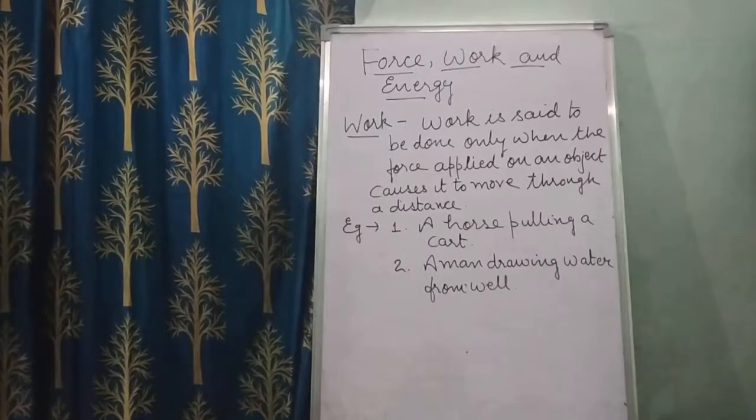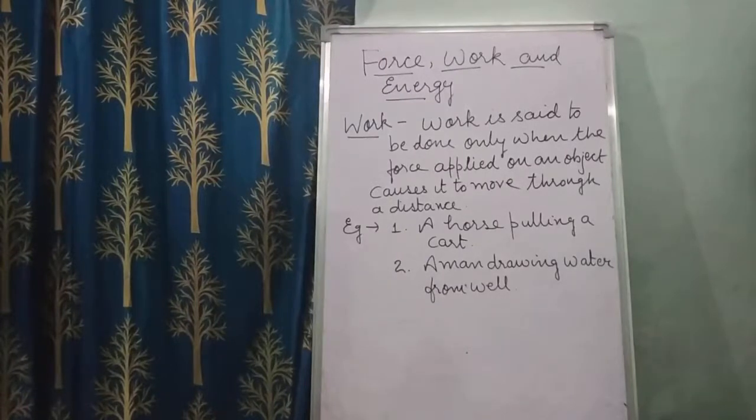Work is said to be done only when the force applied on an object causes it to move through a distance in the direction of the force. However, work is also said to be done when the force applied on the object causes a change in the shape or size of the object. For example, a horse pulling a cart, a man drawing water from a well. In these, work has been done by the force applied.